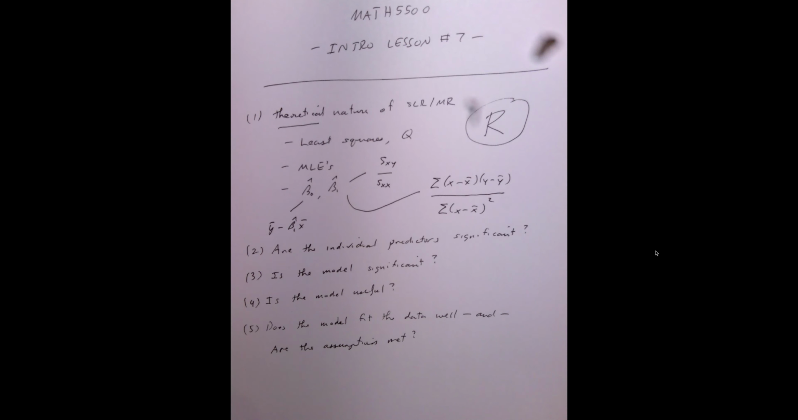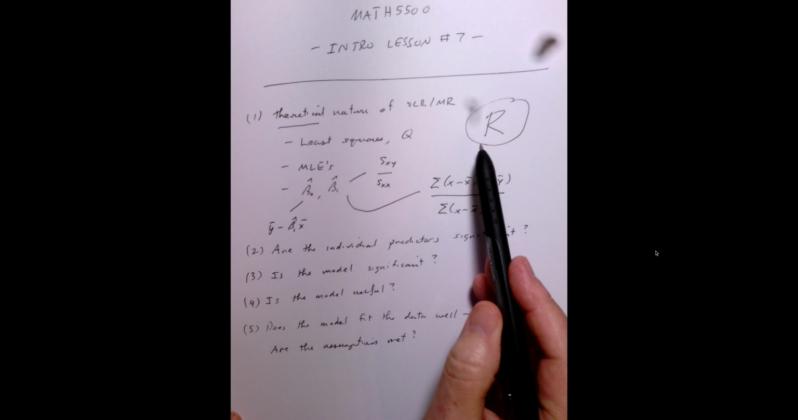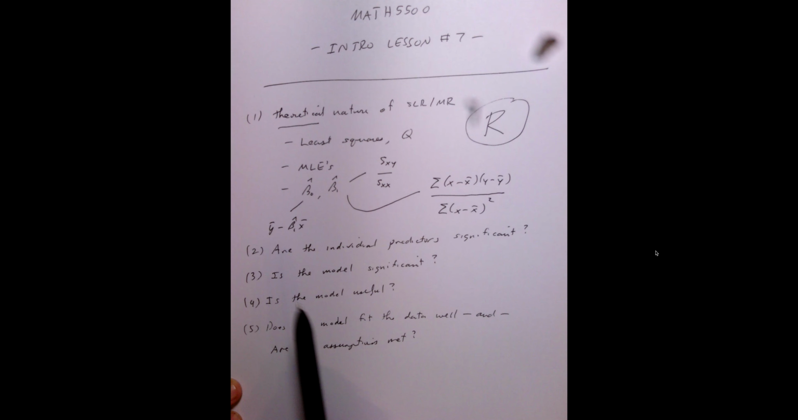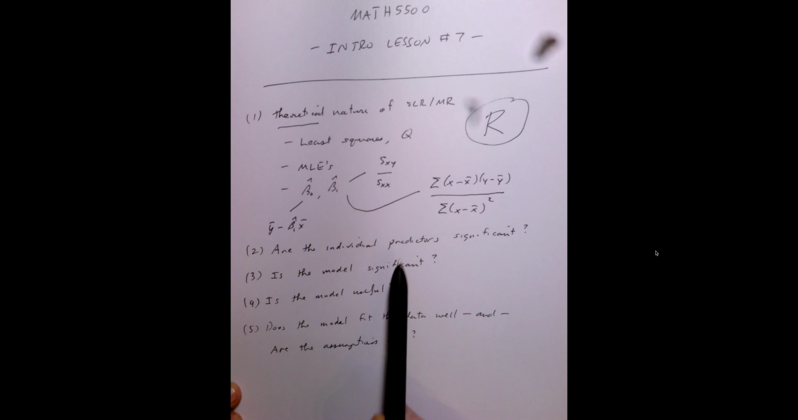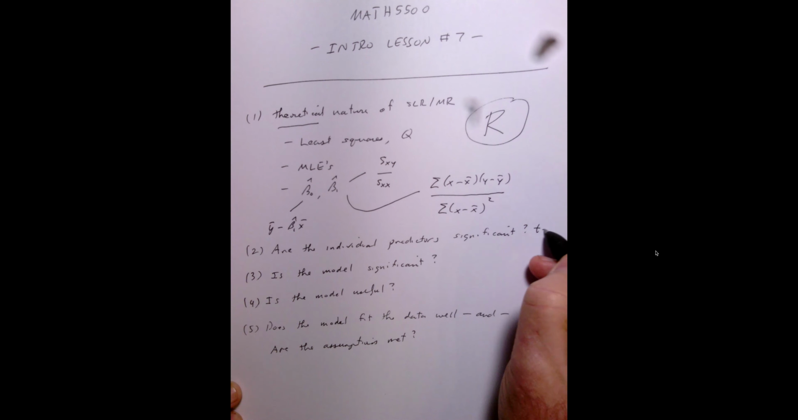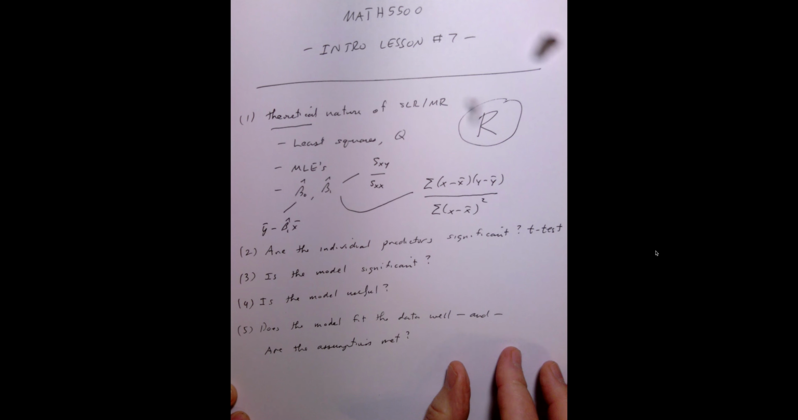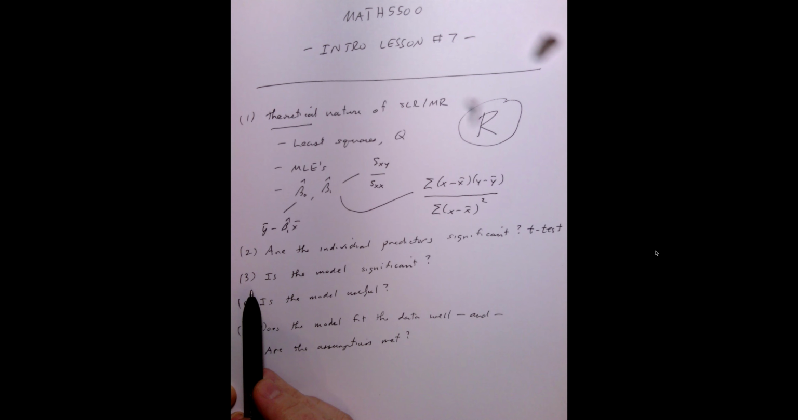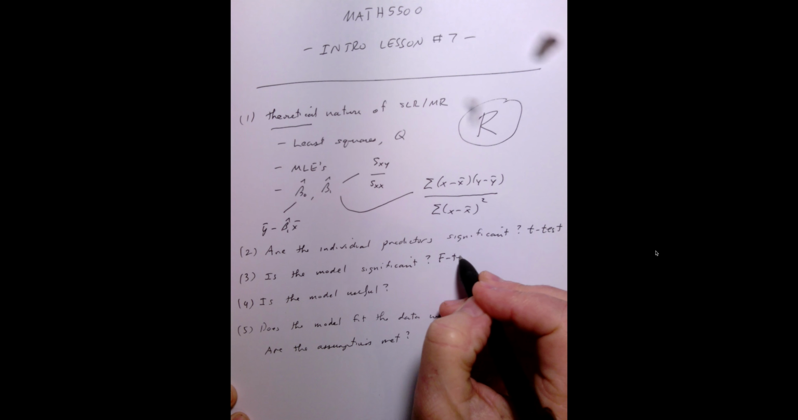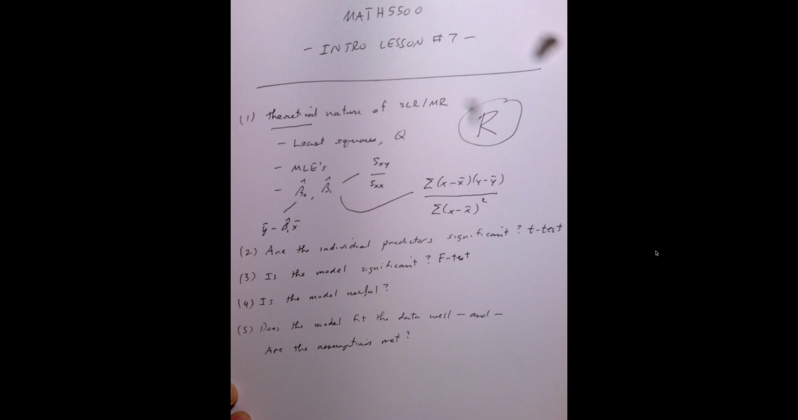Now, once we use R to create our model, the first thing we're going to look at is whether the individual predictors are significant, and we'll do this with the t-test, and I'll show you how we report those results. The next thing we would want to look at is whether the model is significant. Here we look at the F-test. I'll show you how to report that in this video.